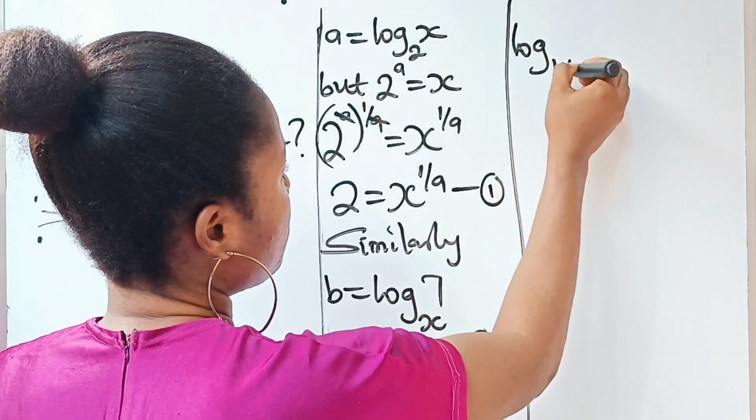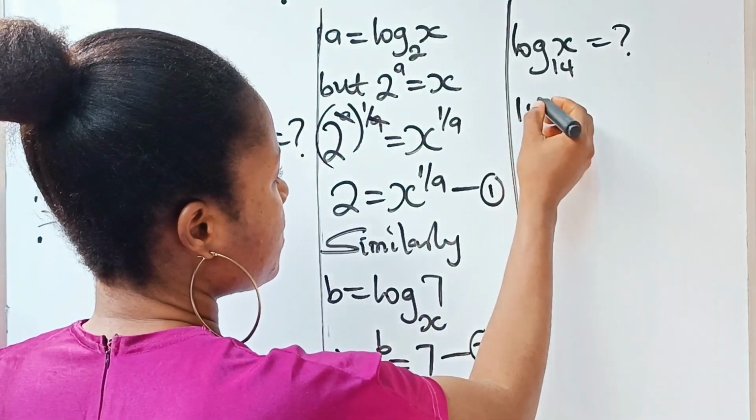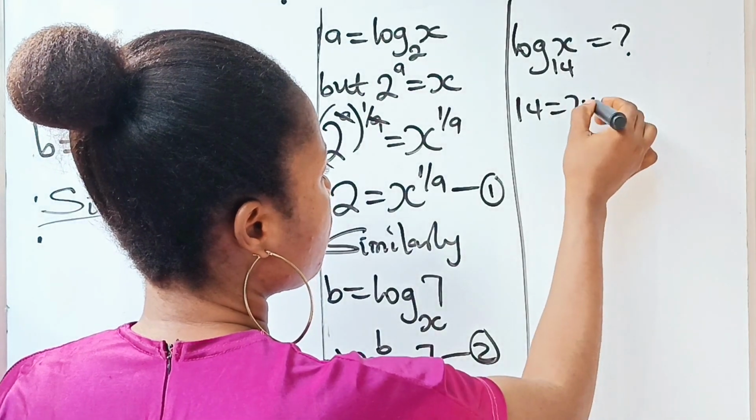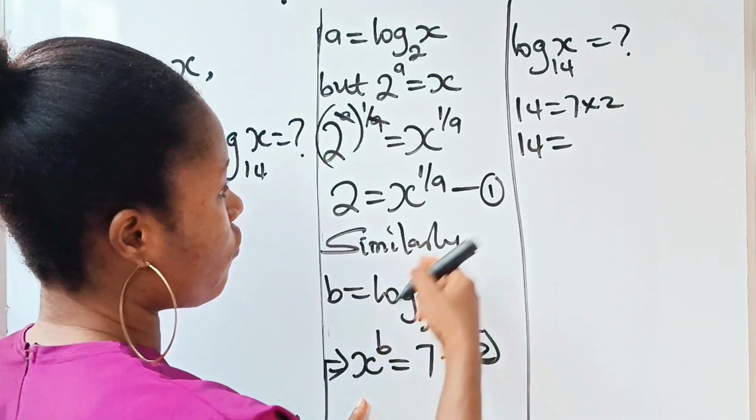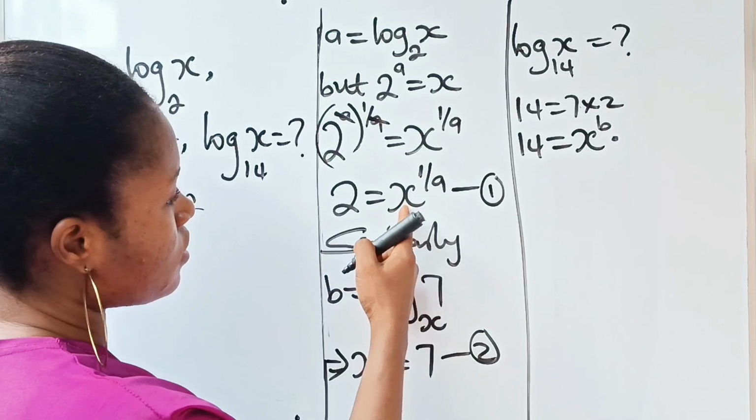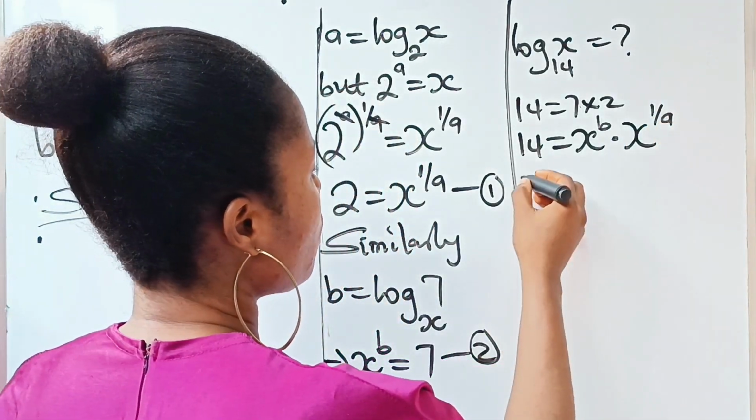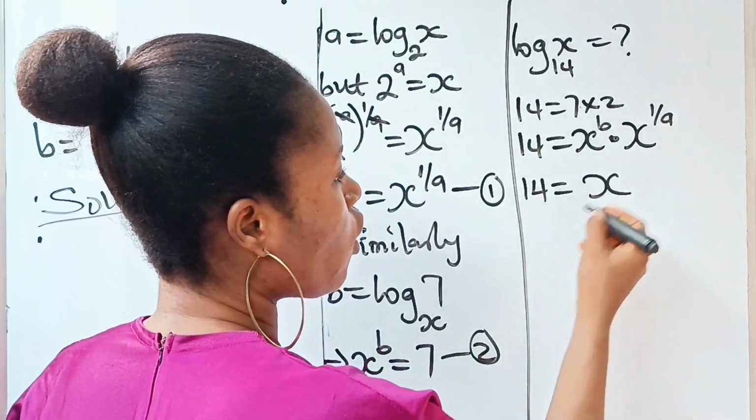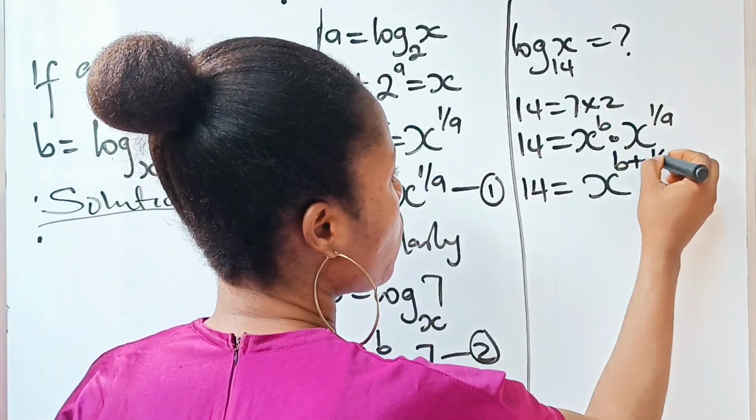So log to base 14 of x is equal to what? Now first of all, 14 is same thing as 7 multiplied by 2, right? Yeah, 7 times 2 will give us 14. So that means that 14 is equal to, recall that our 7 is x to the power of b, multiplied by our 2, which is x to the power of 1 over a. So that means that 14 is equal to, we have the same base and they are multiplying, right? That means we are going to pick one of the base and we are going to add the powers. That is b plus 1 over a.